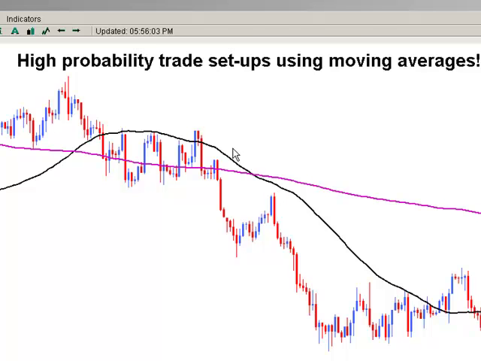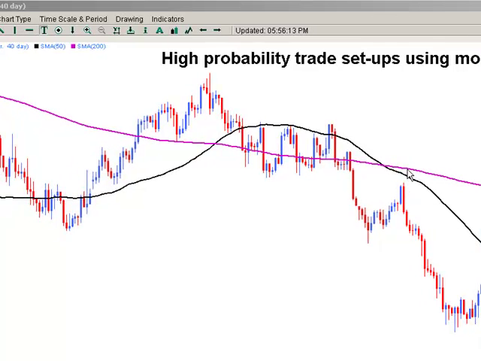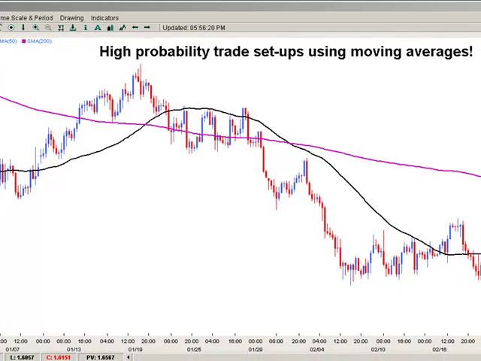In other words, you have your cross here. This is where the 50 goes under the 200, so that's when you get on alert. The price action's still down here. You wait for the price action to rally back up in the vicinity of the 50 SMA, and that's where you would short and take the ride down.